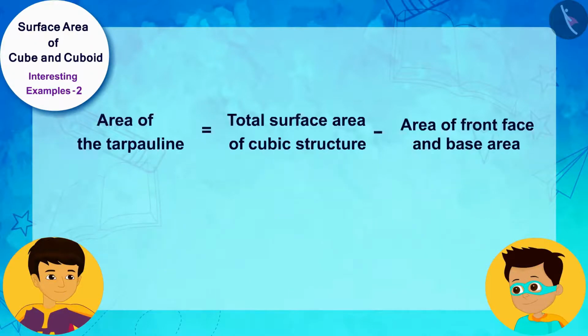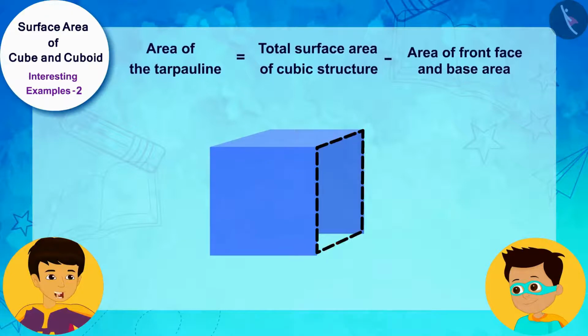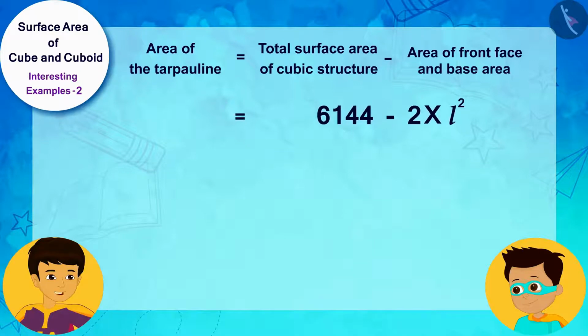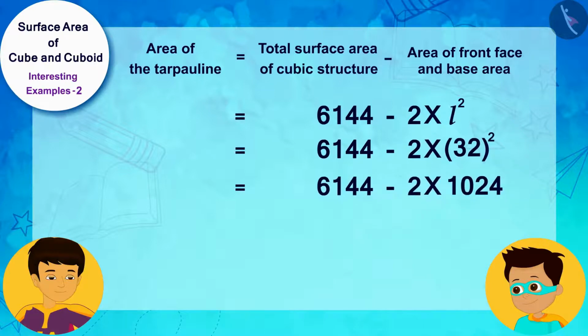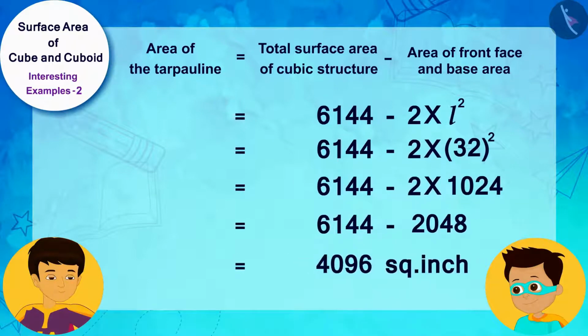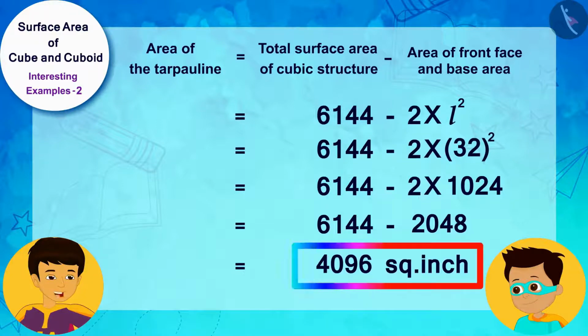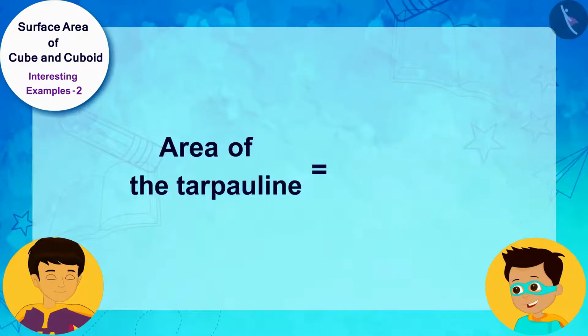Both the front and base area are congruent. Therefore, their areas will be the square of the measurement of their sides. In this way, the sum of the areas of the two surfaces will be 2 times the square of the measure of the sides. The length of the sides of the structure is 32 inches. Let me solve it quickly by writing it here. Look, we got 4096 square inches of tarpaulin. Yes, did you see how easy it is?